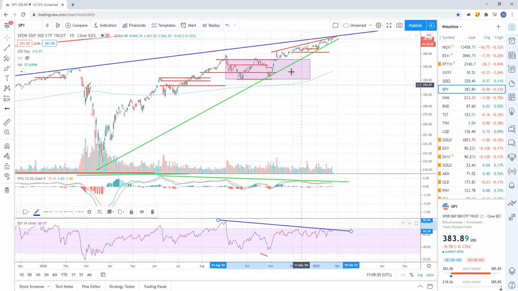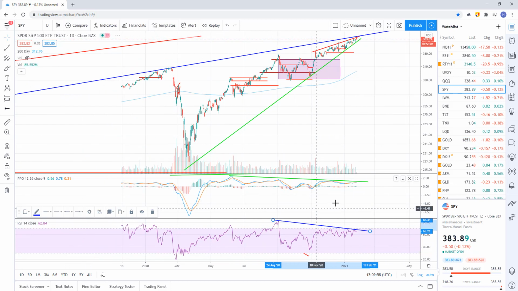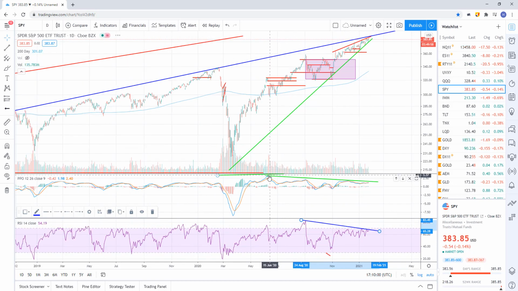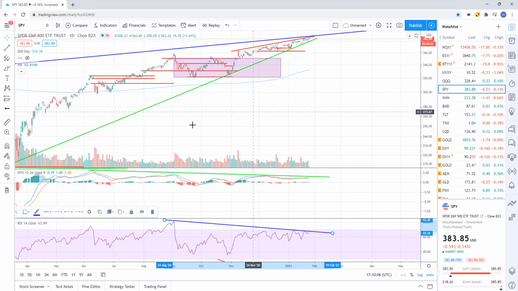All we've done is, on these new higher prices, make less momentum, lower highs. So that's bearish in general. It shows that momentum is fading. You can see the PPO obviously shows that the momentum is fading there. And we have a bearish rising wedge pattern.